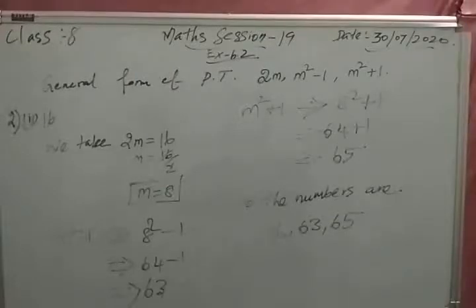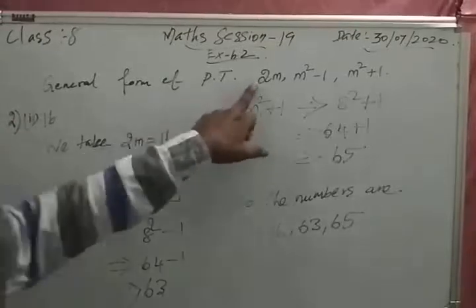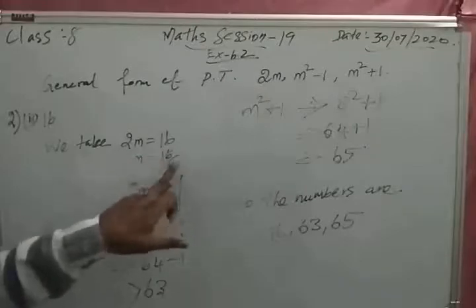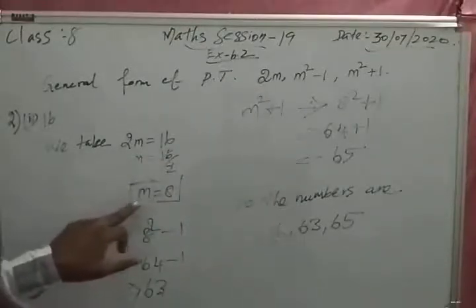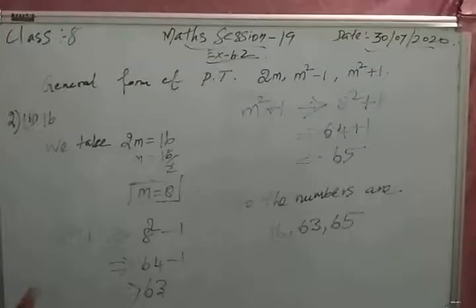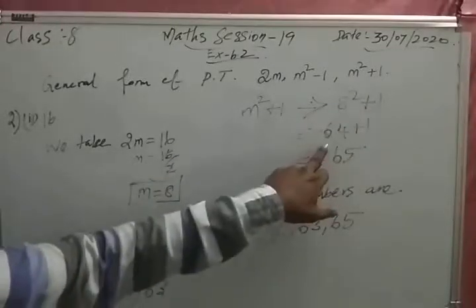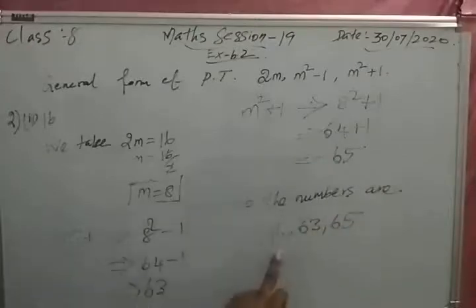Like this only you have to do it. Just 16 we have taken first in this Pythagorean triplet method, that is the first one, 2m. So we have taken 2m is equal to 16, m is equal to 16 divided by 2, so m is 8. Then we substitute m squared minus 1, 8 squared minus 1, that is 64 minus 1, 63. Here also m squared plus 1, 8 squared plus 1, 64 plus 1, 65. So the numbers are 16, 63, 65. Hope you all have understood.